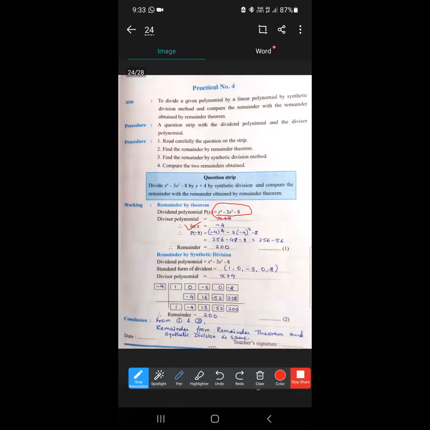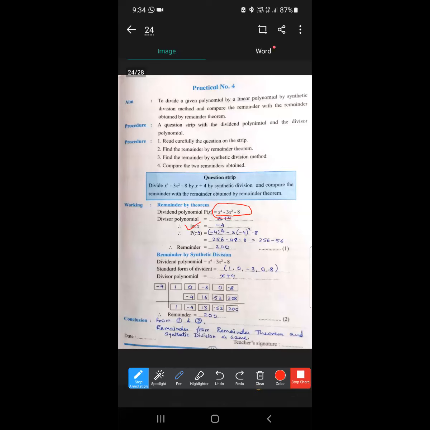So here also, this x raised to 4 needs to be substituted by minus 4. So minus 4 raised to 4 minus 3 into minus 4 raised to 2 minus 8. Accordingly, you will get the answer as remainder equals 200.